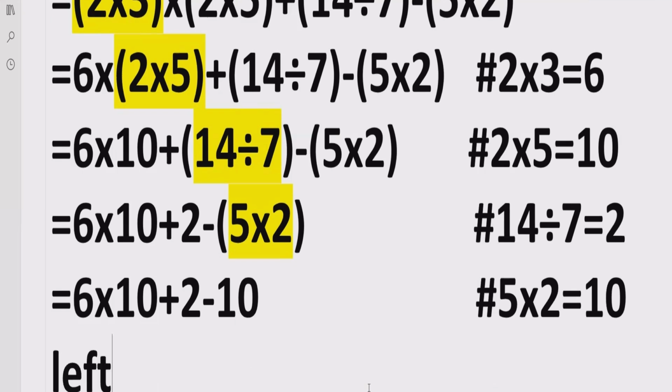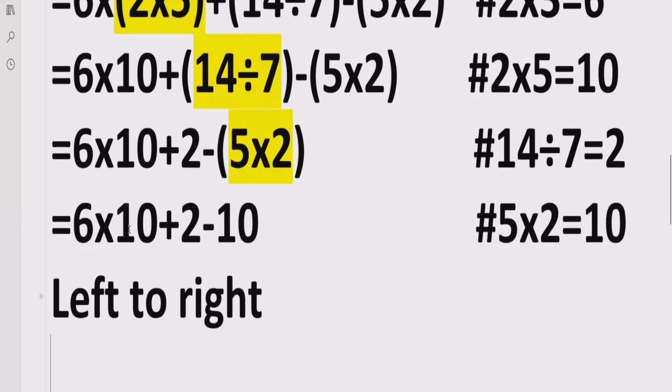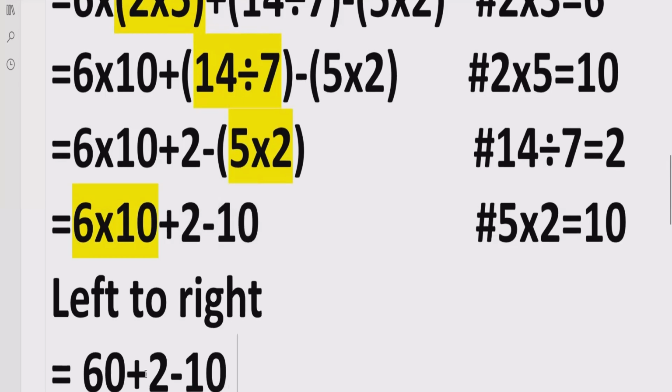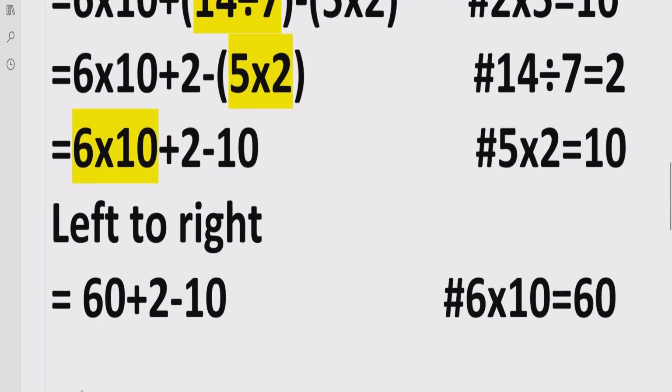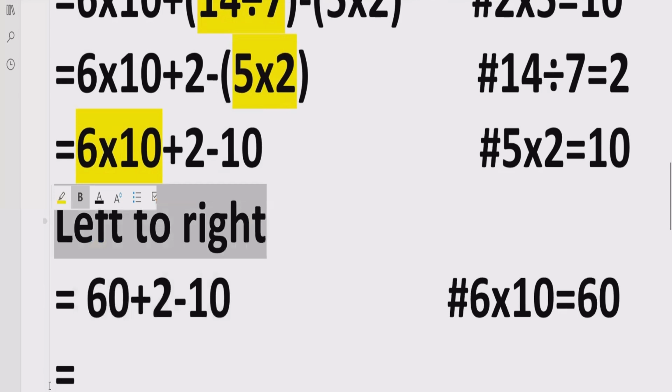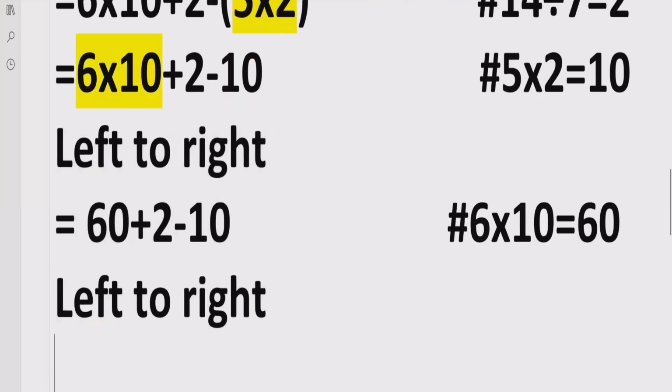What we will do, we will go left to right in our expression and find out each thing one by one. Here we have the multiplication. First of all, we will solve 6 multiplied by 10 equals 60. And this part I'm writing as it is. We will give the reference 6 multiplied by 10 equals 60. Now move forward to solve again left to right and see multiplication and division. We do not have any multiplication and division.